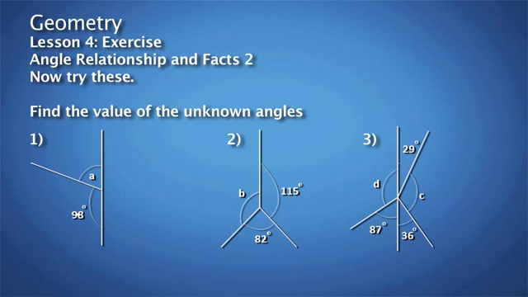Having learnt about angles at a point and angles on a straight line, try this exercise. Number 1, find the value of angle A. Number 2, find the value of angle B. Number 3, find the values of angle C and angle D.